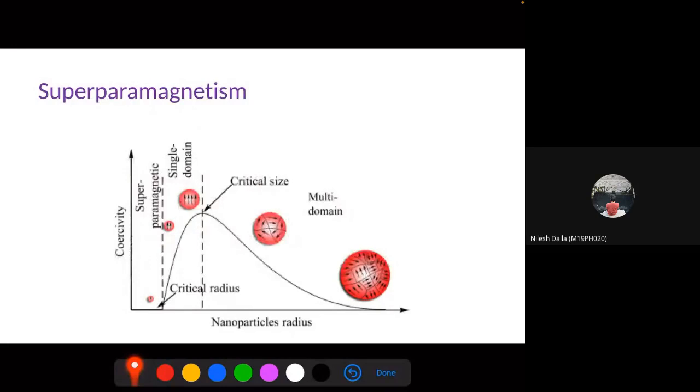You have a lot of domains, multi-domains in a bulk material, but as you decrease the size, you decrease the number of domains, and also the number of domain walls. But at a critical point, you enter into the single domain state, and this single domain state remains. It does not change to any other kind of thing. But additionally, when you go to a very small particle size, you enter into the superparamagnetic regime, which is this regime.